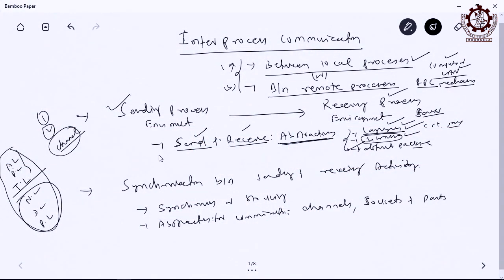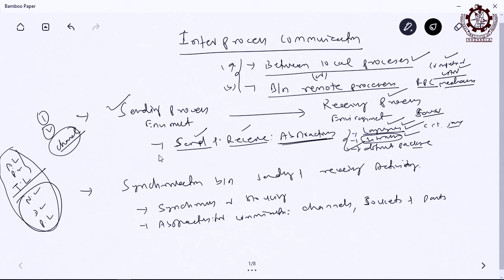So, why are we using these abstractions? To make the programmer flexible. The programmer only uses the abstractions and carries out all the inter-process communication. That is the goal of inter-process communication. Then this is the first and foremost requirement.